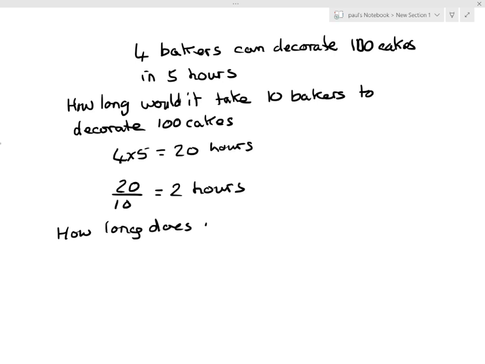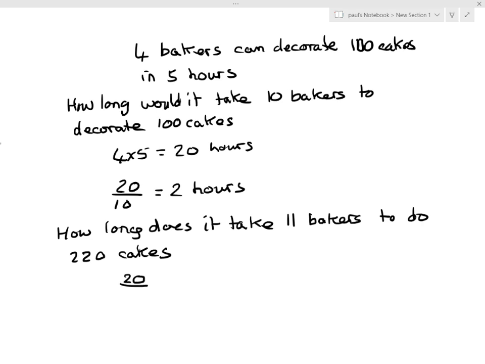Now, so this is inverse proportion, how long does it take 11 bakers to do, I'll just put do instead of decorate, 220 cakes. Okay, now how long does it take? We know that one baker takes 20 hours to do 100 cakes.